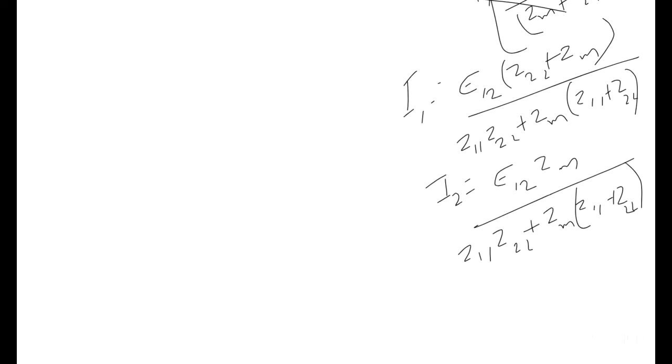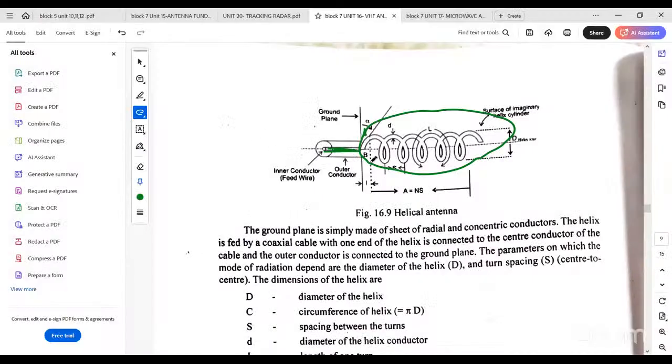This cylindrical coaxial cable is again connected to the coil. Coil end tip, the first tip of the coil is connected to where?